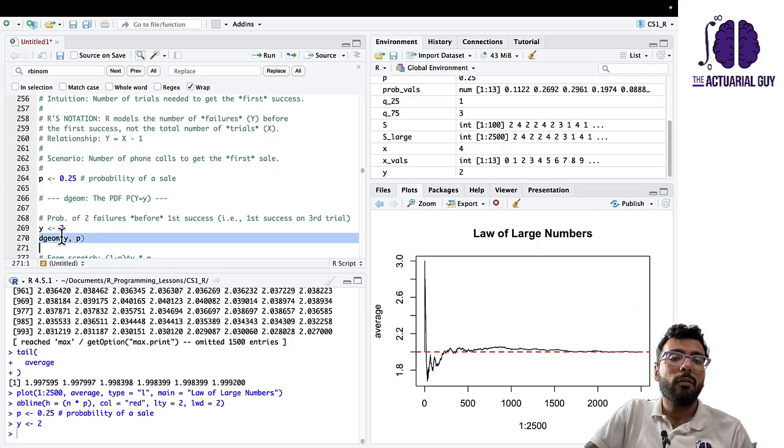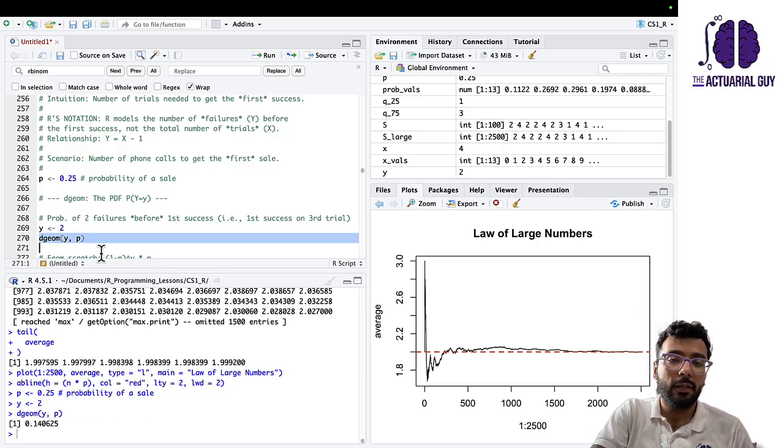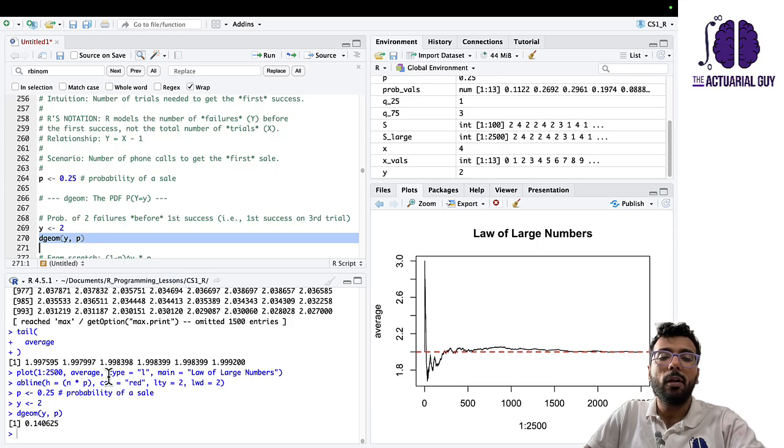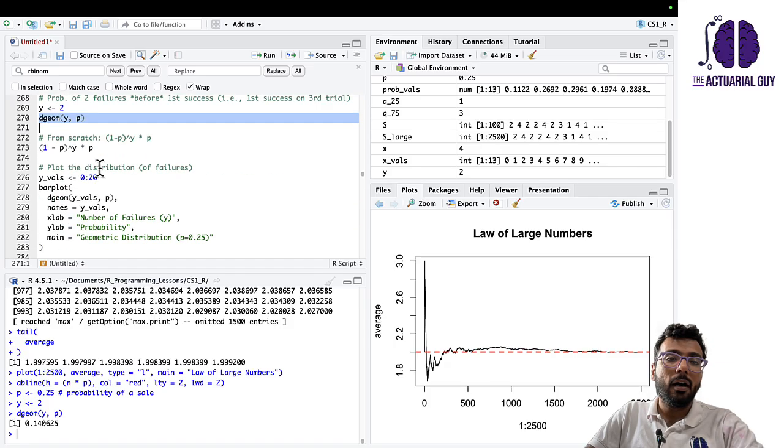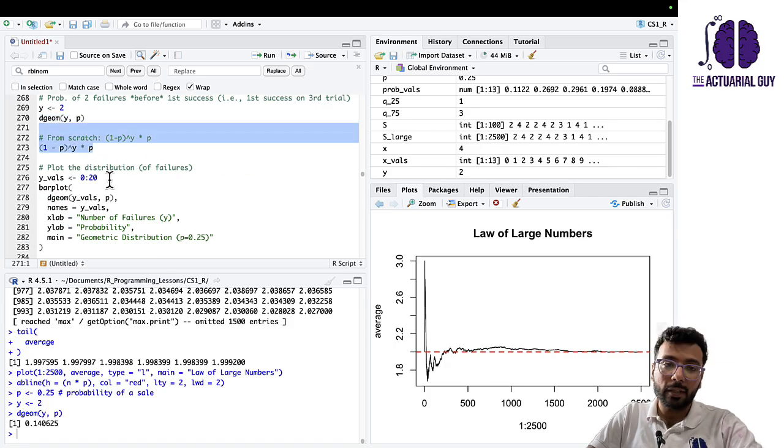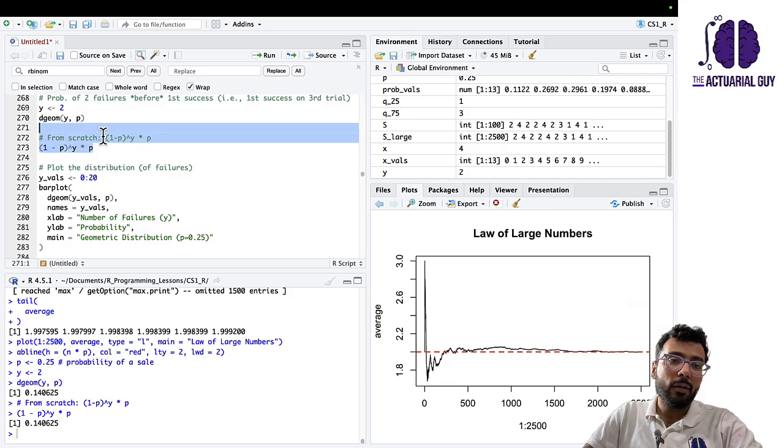Right? So y is 2 and p is 0.25. These are the two arguments, and the probability is 0.1460625, right? If you are to calculate this probability from scratch, that is using the formula in the tables, it's 1 minus p to the power of y, because y failures and then 1 success, so that is p, right? So this is your same probability you get, but this is just a more efficient way, right?